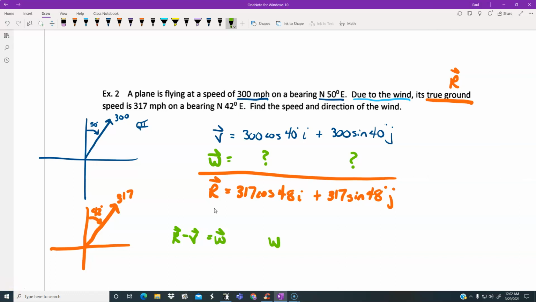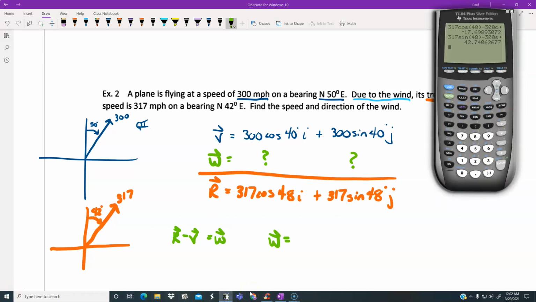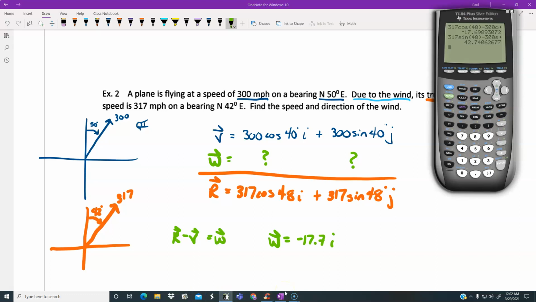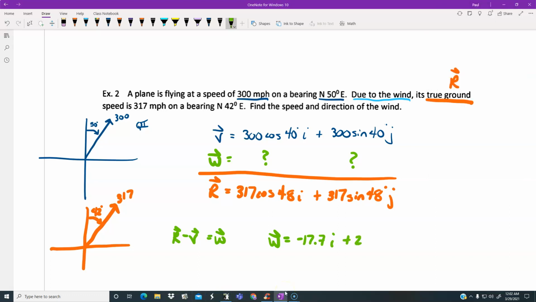So it basically turns out that after I found vector w's subtraction between the two, I ended up finding out that the wind was negative 17.7 i, and the second part was 42.7 j. Oops, 42.7.